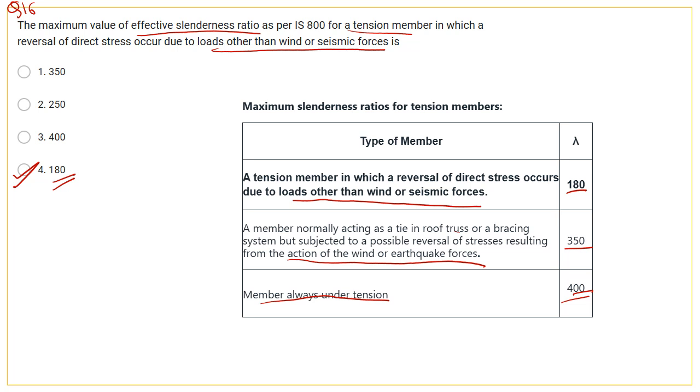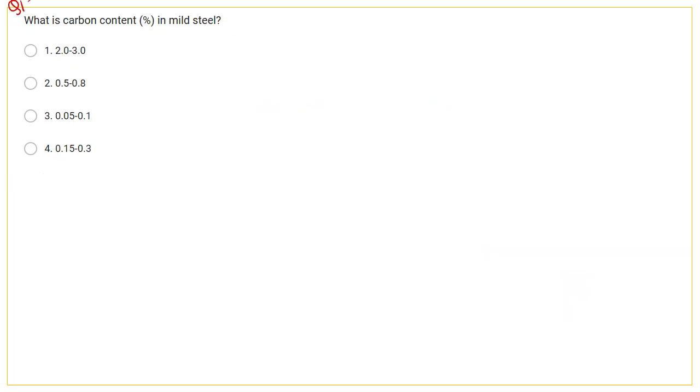The next question is question number 17: what is the carbon content percentage in mild steel? So mild steel is considered under the low carbon content steel. The carbon content for mild steel is 0.15 to 0.3%. Here the last option is correct for the carbon content of mild steel.